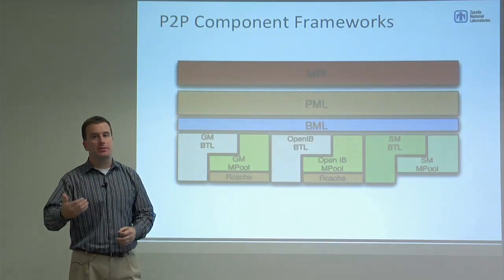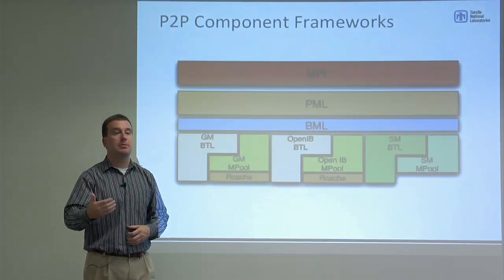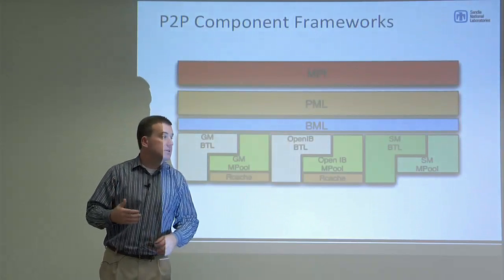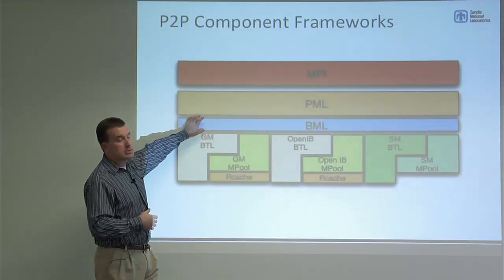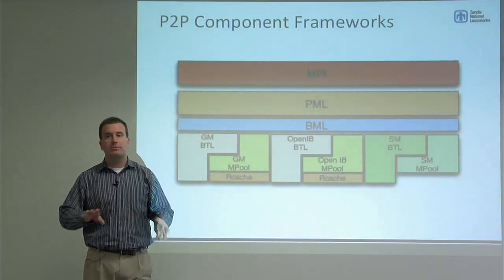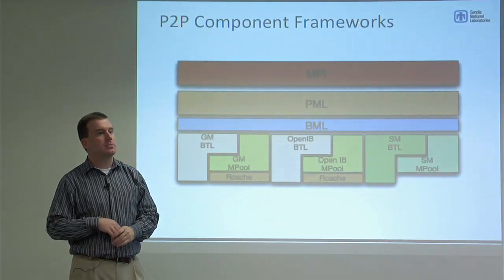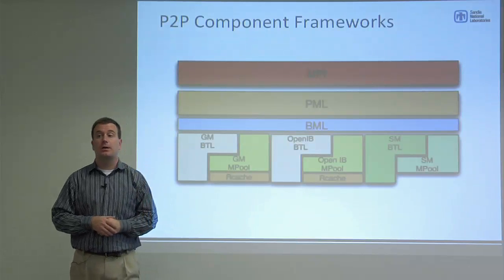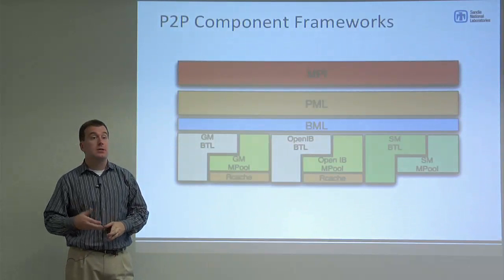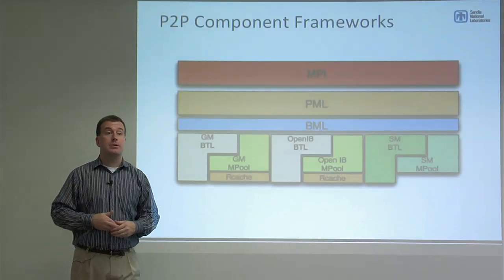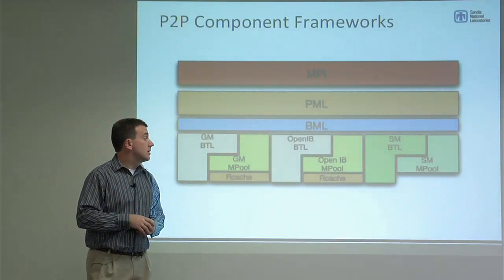This means I could have multiple BTLs that can talk to the same remote host. And what this BML layer does is basically ensure round-robin ordering or whatever ordering we want, although round-robin really works best for our applications between those BTLs, so that you can do message striping or load balancing across there.